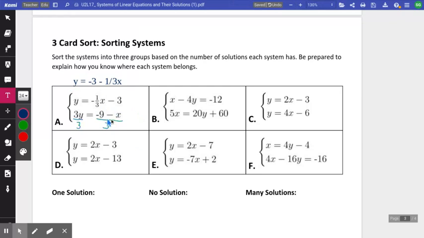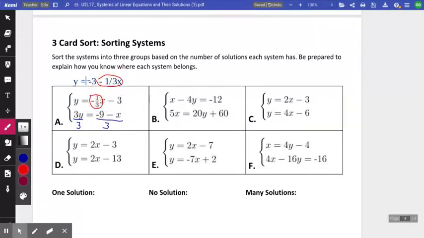Now that I've rearranged that second equation in slope-intercept form, I can compare these two equations here and see that, well, look, they're the same equation. I've got negative 1/3 x and negative 1/3 x, and I've got negative 3 and negative 3. Just by doing that one small change to that second equation, I was able to compare the structures of the equations and see that they are, in fact, equivalent equations. You could have gotten to that same result by multiplying that first equation by 3 and seeing that it's the same as the second equation.